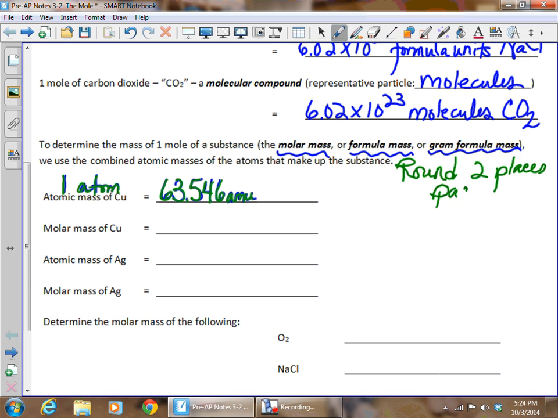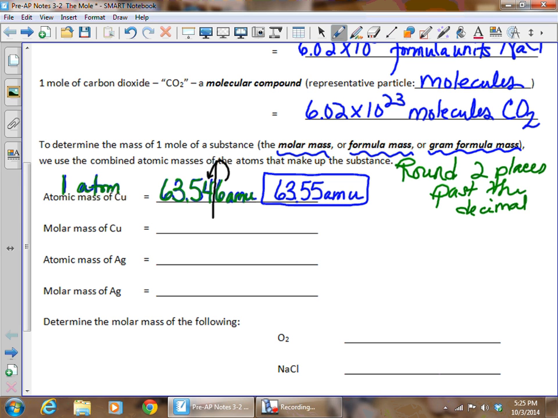So anytime that you get a value off the periodic table, I want you to round that to 2 places past the decimal. In the case of this particular value, I'm going to draw the line after 2 places past the decimal. Look at the very next digit, it says to round up. And the value that I'm going to record for my answer is 63.55 AMUs, atomic mass units. So that's the answer that I want.